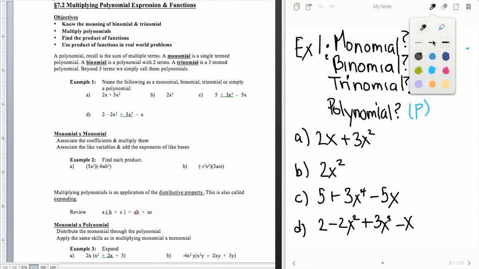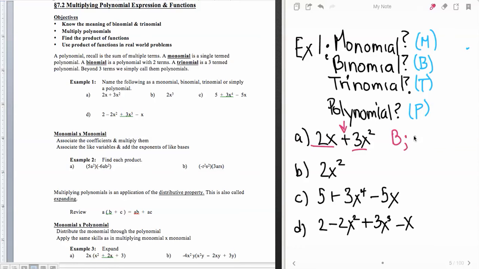So our first example here, I'm going to use some abbreviations: M for monomial, B for binomial, T for trinomial, and P for polynomial. So our example A has two terms. Notice the plus here separating the one and two terms, and so this is a binomial. And remember also that any binomial could also be simply called a polynomial. The next one, we see only one single term. This is a monomial. Again, remember, any of these could also be called polynomials.